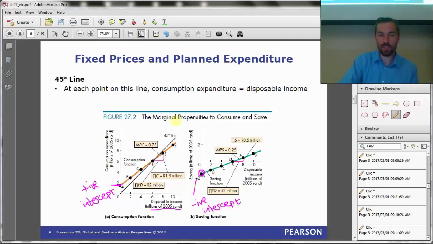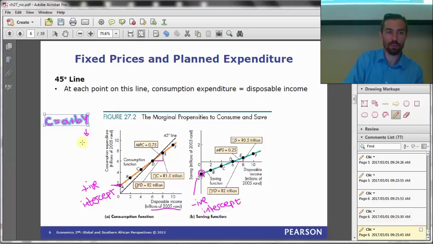And what this diagram, what this line, this function is showing is in fact exactly the equation that I showed earlier. C is equal to A plus B y. Except that the y that they are talking about here is slightly different. We call it yd. And what do we mean by yd? Yd means y minus t.